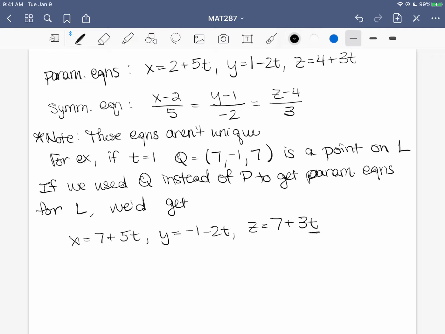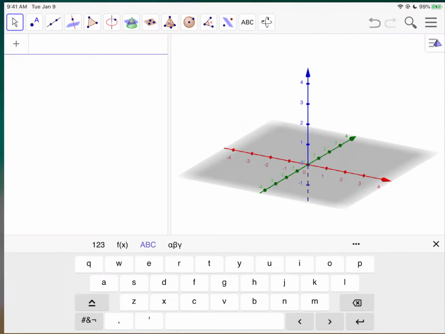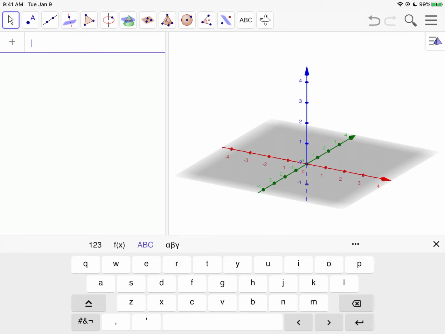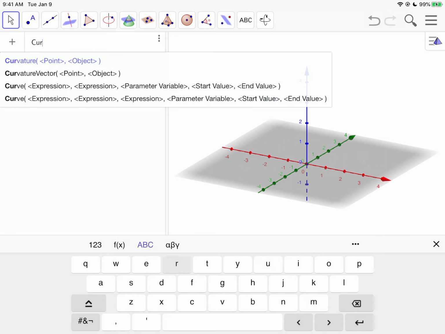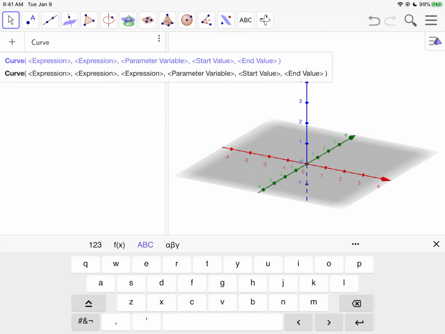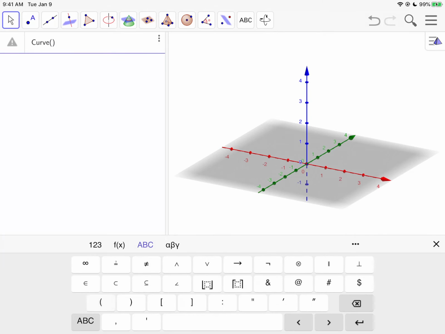All right, I want to show you how to graph this in GeoGebra real quick. So let's switch to GeoGebra. Now, when you're graphing parametric equations, you're going to type curve, so C-U-R-V-E. And you can see here it shows you what you need. So if you're doing a curve in 2 space, you just need an expression for x, an expression for y, your parameter variable, and then your start and end value for t. And in 3 space, you'll need 3 expressions. Okay, so I'm going to do parentheses.